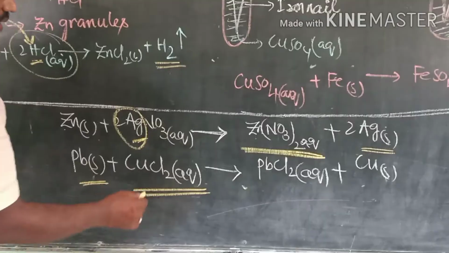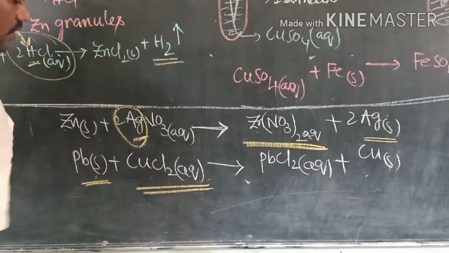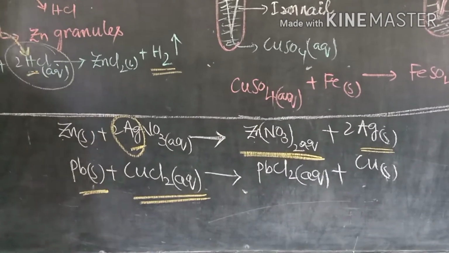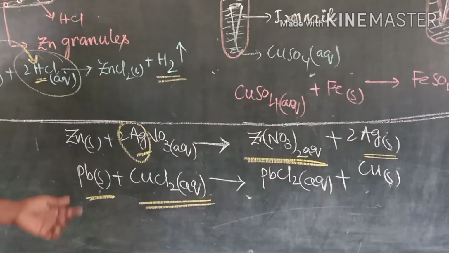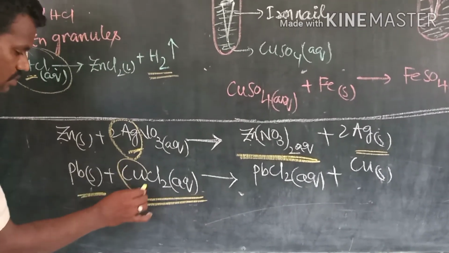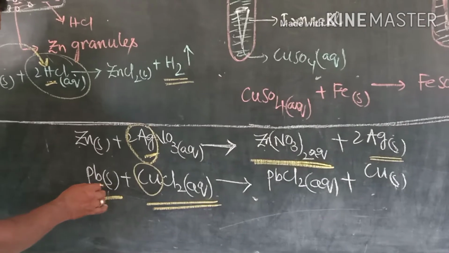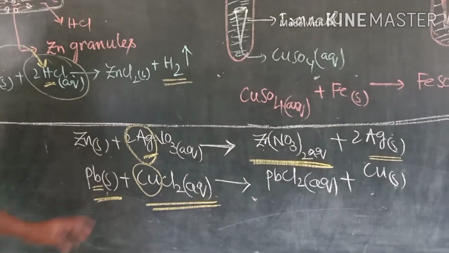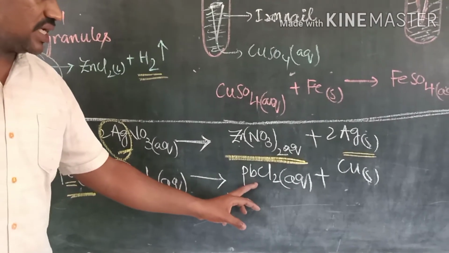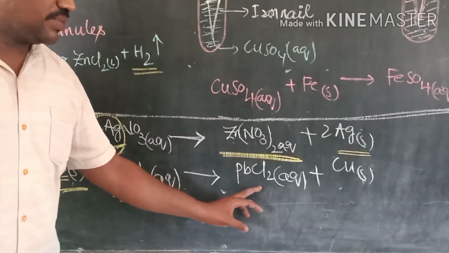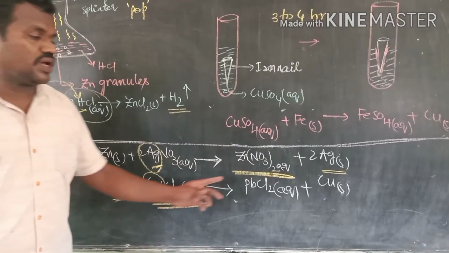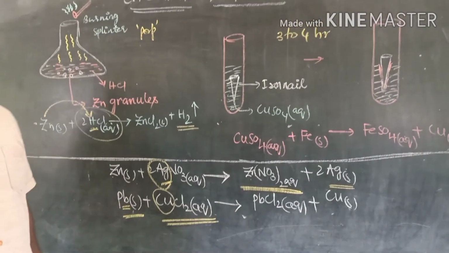See one more reaction. Take some copper chloride in aqueous solution and add some lead shots to it. Here, when compared to copper, the reactivity of lead is more, so the place of copper is displaced by the lead, and it forms lead chloride, PbCl2. What is left? Copper is left. This is an example of a displacement reaction.